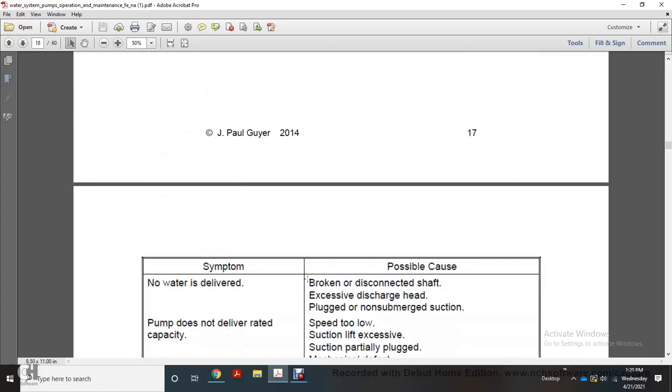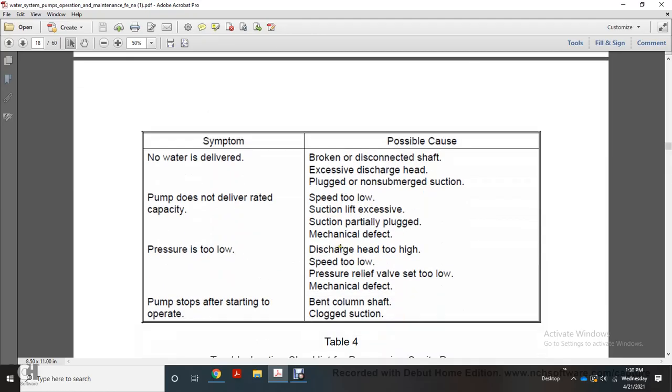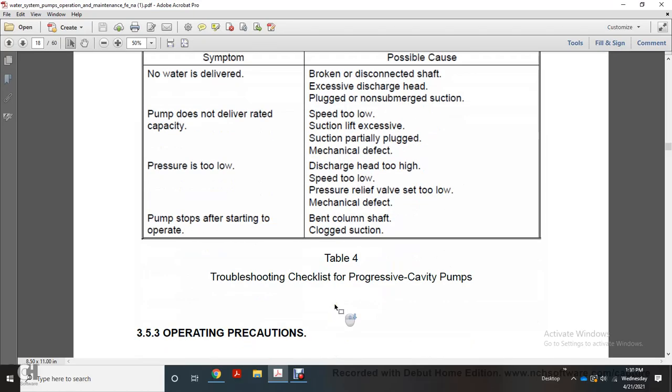Symptoms and possible causes. No water is delivered: driveshaft broken, discharge shaft except for the discharge head, plugged submerged suction. Pump does not deliver rated capacity: speed too low, suction lift excessive, suction partially plugged, mechanical defect. Pressure is too low: discharge head too high, speed too low, pressure relief device valve set too low, mechanical defect. Pump stops after starting operation: bent column shaft, clogged suction.